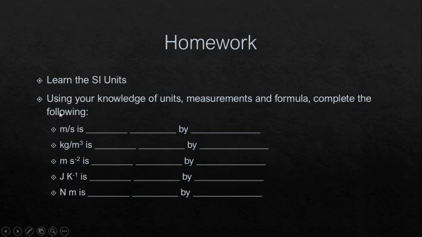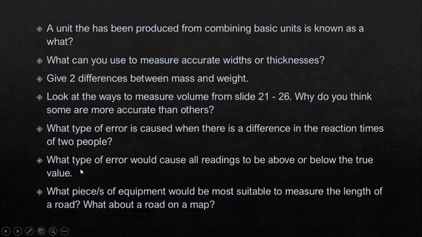So if you ever see a unit, you should be able to figure out what the thing is and how you get it. So if they give you the unit for your answer, you can figure out the formula from that. Then this is the last slide. A unit that has been produced from combining basic units is known as watt. So it's not a basic unit, it's the other kind. What can you use to measure accurate widths or thicknesses? So this was given in the slide here. It's not a ruler, but there are other things in the slide that you could use. There's 3 different types, you can pick any one.